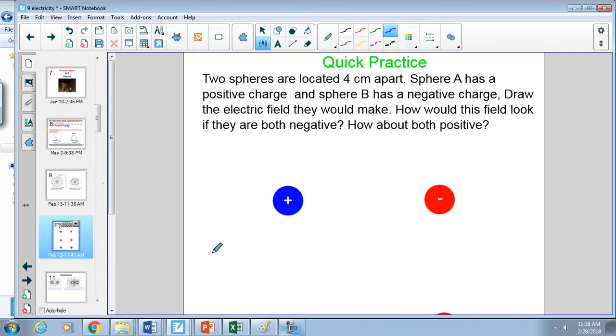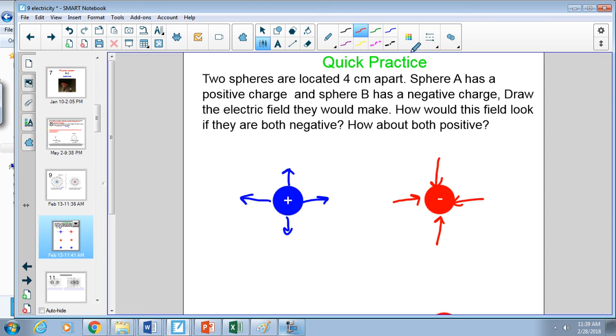Alright, so let's say we have two spheres. They're 4 centimeters apart. Sphere A has a positive charge. Sphere B has a negative charge. Draw the electric field that they would make. Alright, so let's go ahead and draw a couple lines here. 4 is probably good. Alright, so here's the electric field that they would have not near each other.